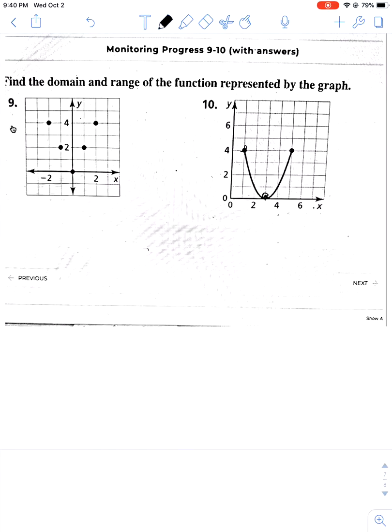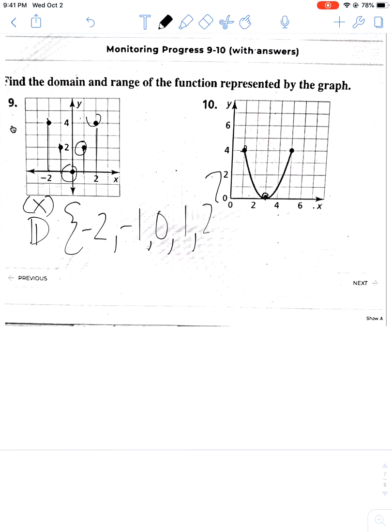All right, we're back. Domain is the x's. And I noticed that these are dots, so I know that I'm going to have a brace. Now we want to make sure it's in order from smallest to biggest. So I look, the smallest I go on the x is, here, at -2. Then the next one is -1. Here is 0. This one's at 1. And this one's at 2. Since it's dots, we put a brace.